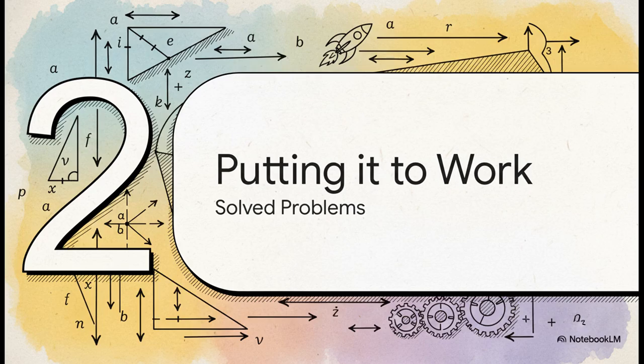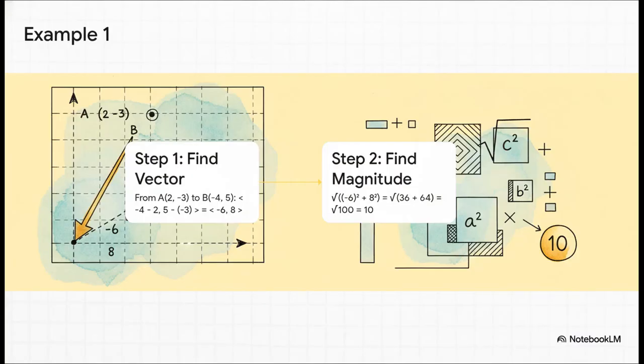Now for the fun part, let's actually put these formulas to work and solve some problems. We'll start with something straightforward and then ramp it up a bit. All right, let's start with a classic. Find the vector from point A to point B, and then find its magnitude. So step 1, remember the rule, end minus start.